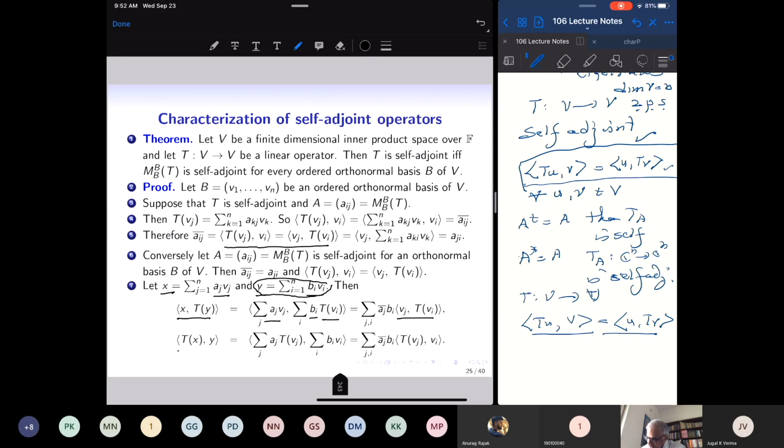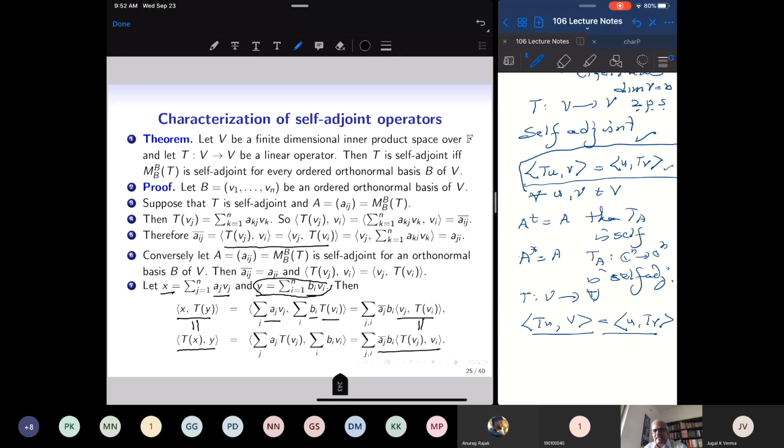Similarly, calculate the inner product of Tx with y. I need to prove that these two are equal if I want to show that T is self-adjoint. Calculating in a similar way, I get this. But we have proved that these two things are equal for the basis vectors, and therefore these two are also equal. So the given linear operator is self-adjoint if its matrix with respect to an orthonormal basis is self-adjoint.